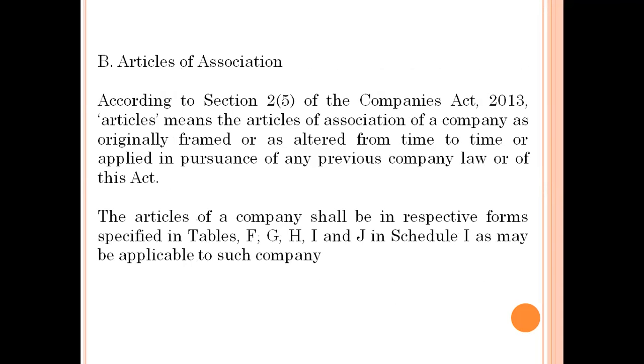And the second part is the articles of association. According to Section 2(5) of the Companies Act 2013, article means articles of association of a company as originally framed or altered from time to time or applied in pursuance of any previous company law or this Act. These articles of the company shall be in the respective forms specified in Tables F, G, H, I and J in Schedule 1 as may be applicable to the companies.